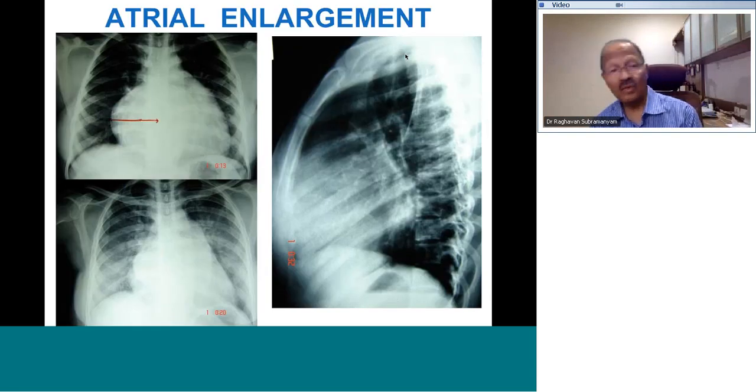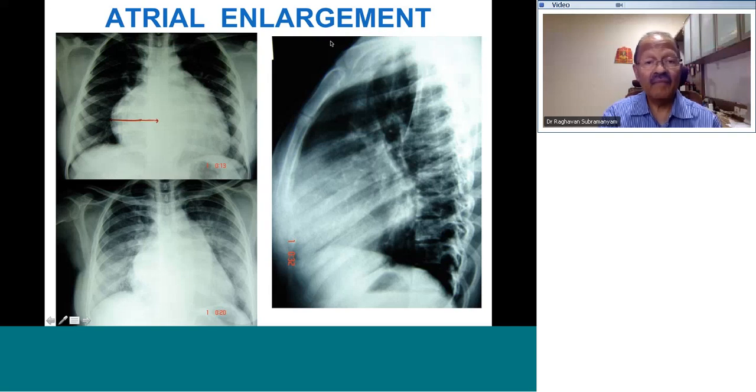Atrial enlargement, I think all of you are familiar because it's more commonly described in valvular heart disease. The right atrium forms the right cardiac border, and there are many criteria for diagnosis of right atrial enlargement. In an adult or grown-up child, the enlargement of right atrium is diagnosed if it extends more than 3 interspaces in the vertical direction, or it extends more than 5 centimeters from the midline.